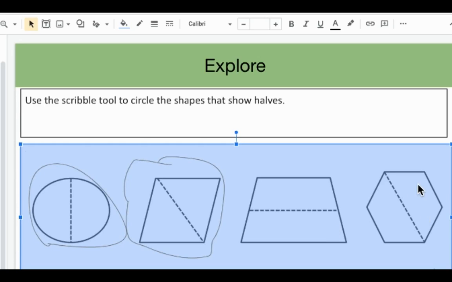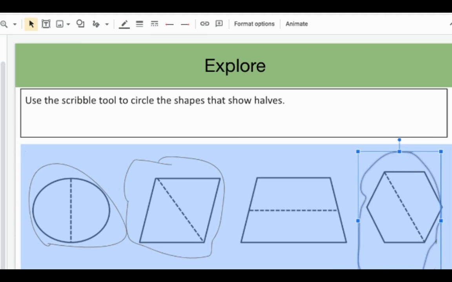And the last shape is the hexagon. It has a line going across and it has two equal smaller trapezoids. So I'm going to say yes to the hexagon. We can circle that one as well.